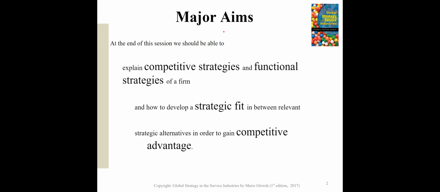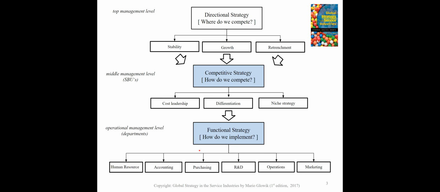Major aims of this session are that we should be able to explain competitive strategies and functional strategies of a firm and how to develop a strategic fit in between relevant strategic alternatives in order to gain a competitive advantage. So in this session, we talk about this part, competitive strategy, and this part, functional strategy. Both follow the directional strategy decision of the top management level, which is explained in a separate session available at YouTube.